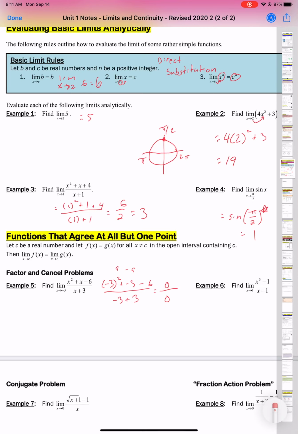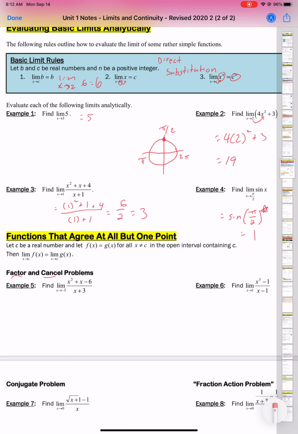But that doesn't mean the limit doesn't exist. It might be a situation where there's a hole in the graph. So it might mean at negative 3 there's a hole, but the limit could still exist, because we could still be approaching the same thing from both sides. So in this case, what we need to do is try to simplify or change the function a little bit. And we're going to do that by factoring and canceling.